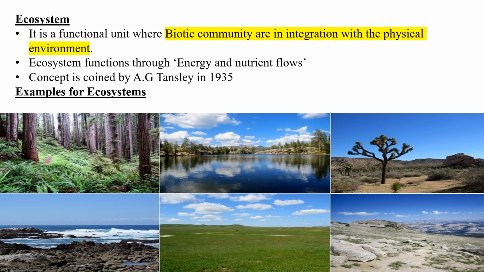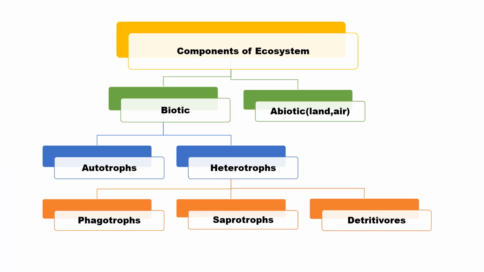As we said earlier, there are two components of an ecosystem: biotic components and abiotic components. Biotic components are living plants and animals, whereas abiotic components are like energy, land, air, etc. Now, the biotic component itself can be divided into two major types: autotrophs and heterotrophs. More details about this classification will be explained in the next slide, but for the time being, it is sufficient for you to understand that heterotrophs can again be classified into three categories: phagotrophs, saprophytes, and detritivorous.